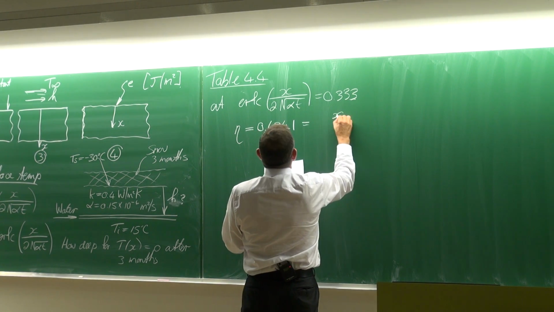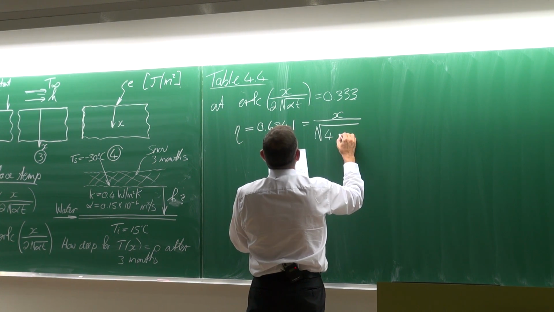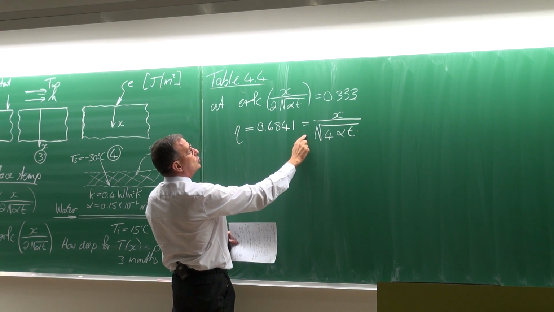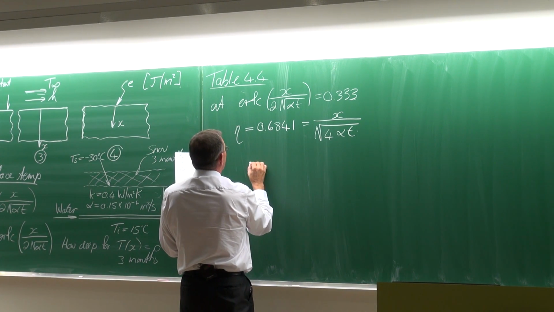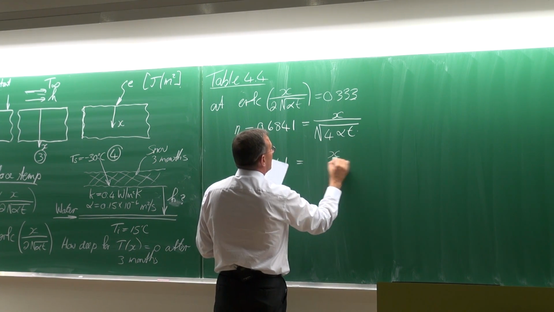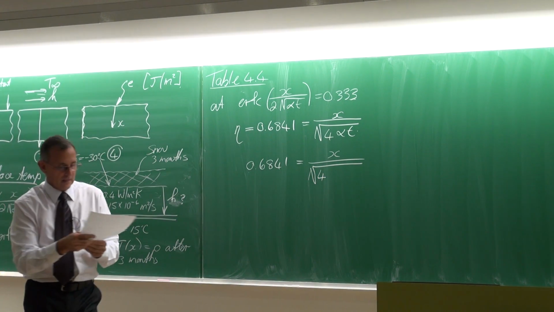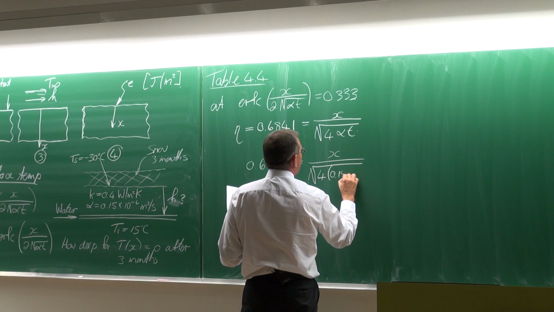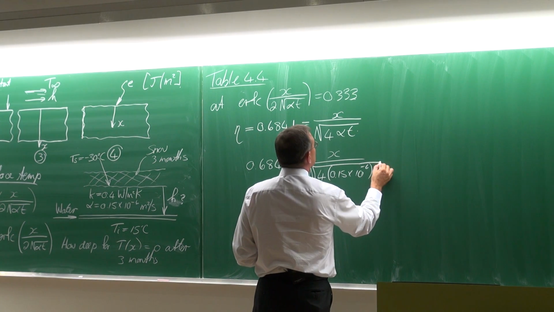And that is equal to x divided by the square root of 4 times alpha t. I can put the 4 inside, or I can put the 2 outside, just how you want to do it. So 0.6841 is equal to x divided by the square root of 4 times alpha, which has been given as 0.15 multiplied by 10 to the minus 6, multiplied by t.